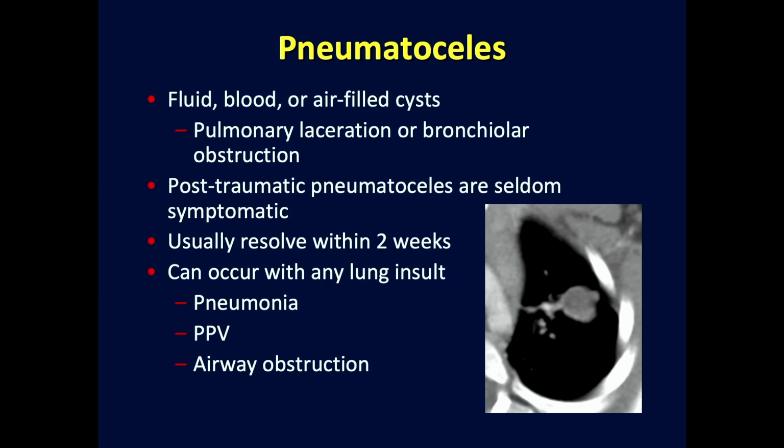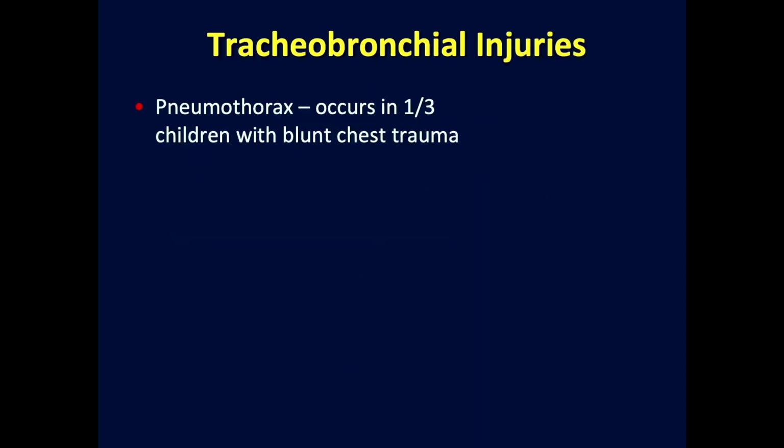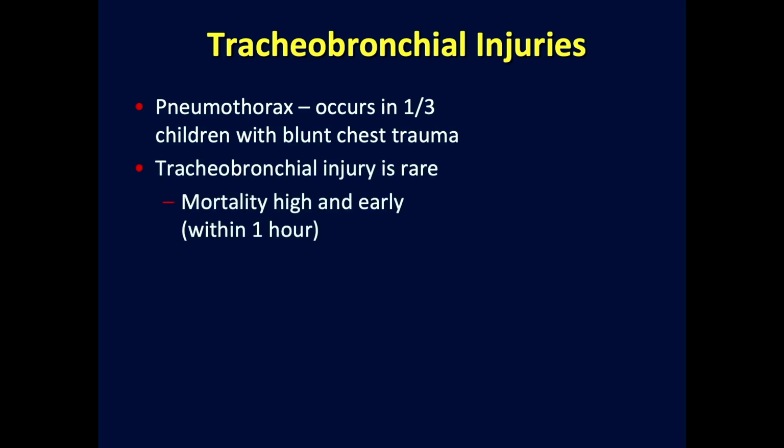And we tend to see these in trauma, but we see them maybe more frequently in other conditions, particularly infection in the lung. Necrotizing pneumonia is very commonly associated with these pneumatoceles. Tracheobronchial injuries are not that common in children, although pneumothorax itself is really quite common. Mostly they're going to be small and self-limited in children. True tracheobronchial injuries are really quite rare, and often those children don't survive to the emergency department to allow you to actually image them.